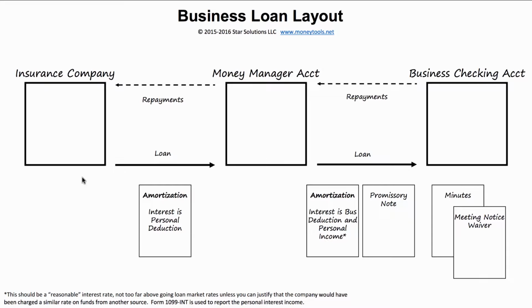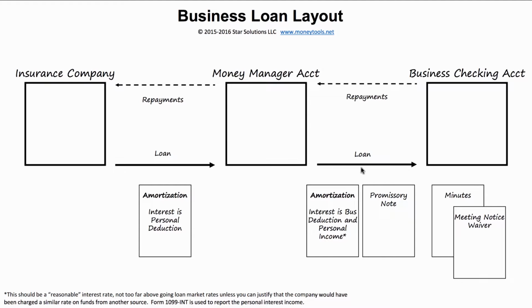The flow of the money in a business loan layout starts with the person requesting a policy loan from the insurance company. So the money comes from the insurance company in the form of a loan, goes into the money manager account. Now, the money manager account is a personal checking account, nothing special, but it's separate from that person's everyday checking account. That way, this money that is going to be tied in a way to the business is not going to be commingled with any other personal funds. This money manager account acts as a clearinghouse and helps keep the bookkeeping in order.